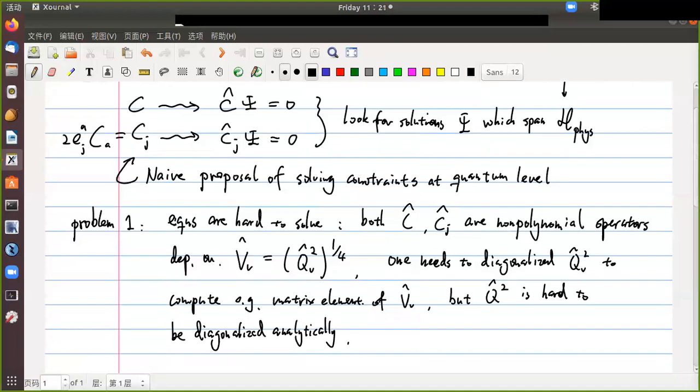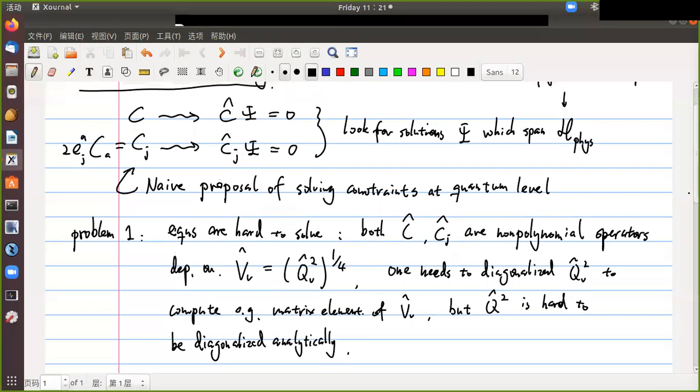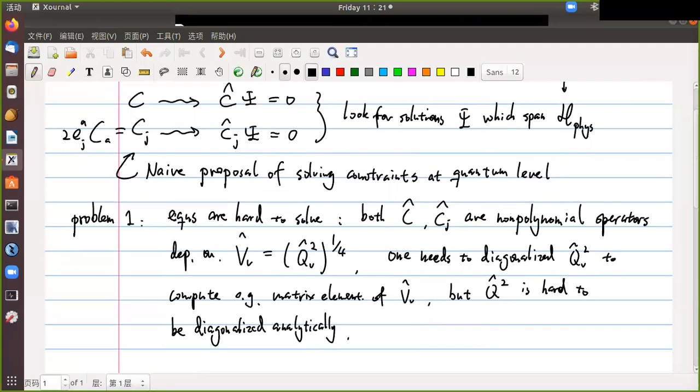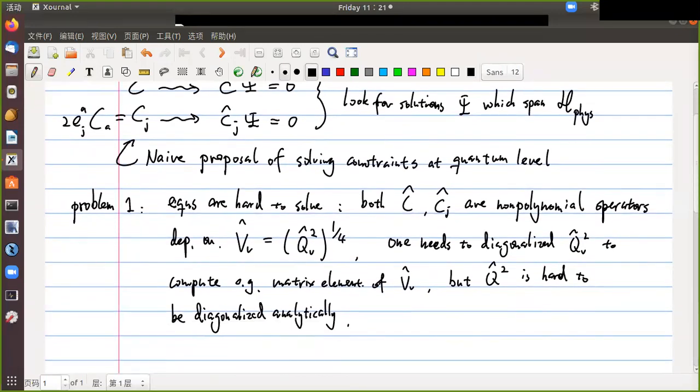Well, maybe your question is, although Q squared is hard to diagonalize analytically, we can anyway diagonalize numerically. So probably there is some numerical procedure to compute matrix elements or other quantities from the Hamiltonian constraint. Maybe one can compute numerically the Hamiltonian constraint and all its properties. It might be possible, but so far there's no existing work on this. There are several attempts, but they weren't so successful.